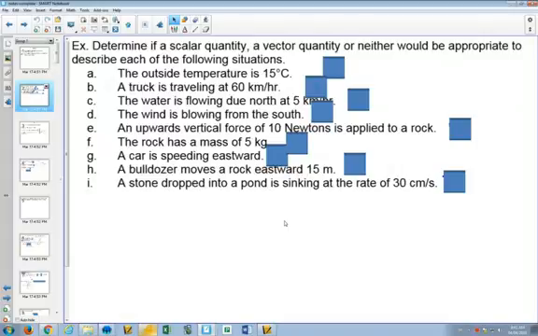Let's see how you did. Outside temperature is 15 degrees. That is a scalar. 60 kilometers an hour, but it doesn't tell us which direction. This one says due north, so we do have the direction and its speed. Wind is blowing from the south. That is a vector as well. Or neither here because we don't know the speed, sorry.